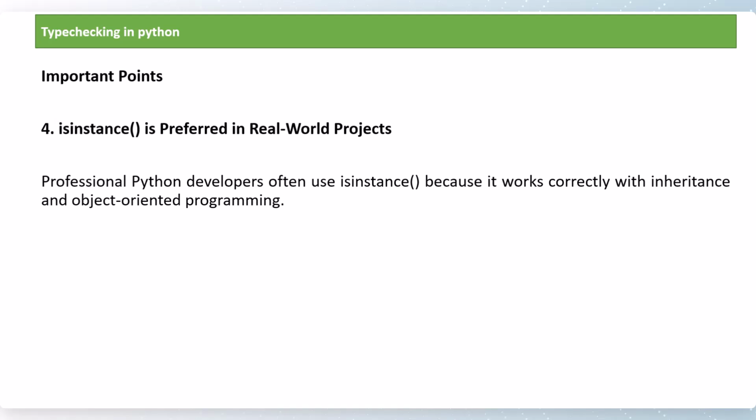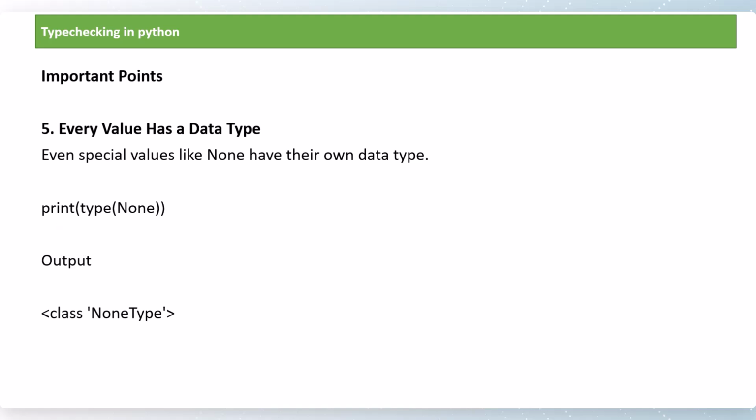So isinstance is preferred in real world projects, as mentioned. Professional Python developers often use isinstance because it works correctly with inheritance and object oriented programming. And every value has a data type. Even special values like None have their own data type. If you use type of None inside the print statement, it is going to return NoneType. This None also has its own data type.